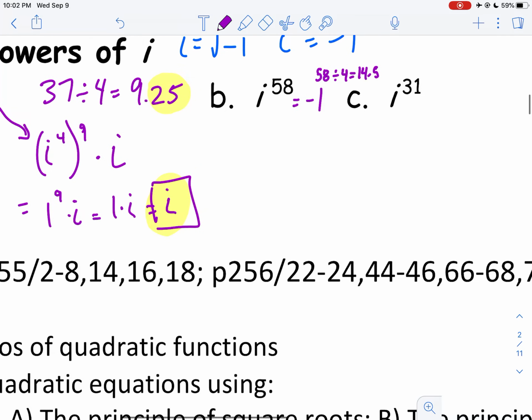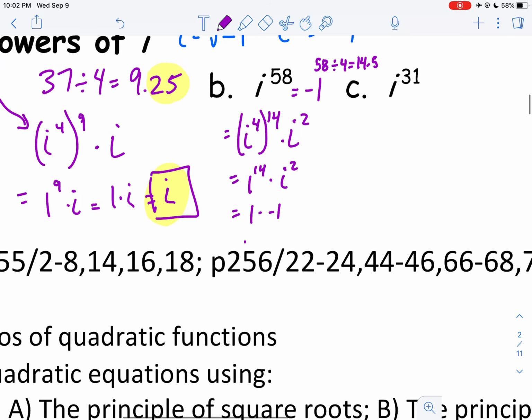If you'd like to see why that's true, we can do i to the 4th to the 14th power. That's going to give me 56 i's, times i squared. This becomes 1. I'm left with 1 times i squared. I'll write it out for you. Equals -1.